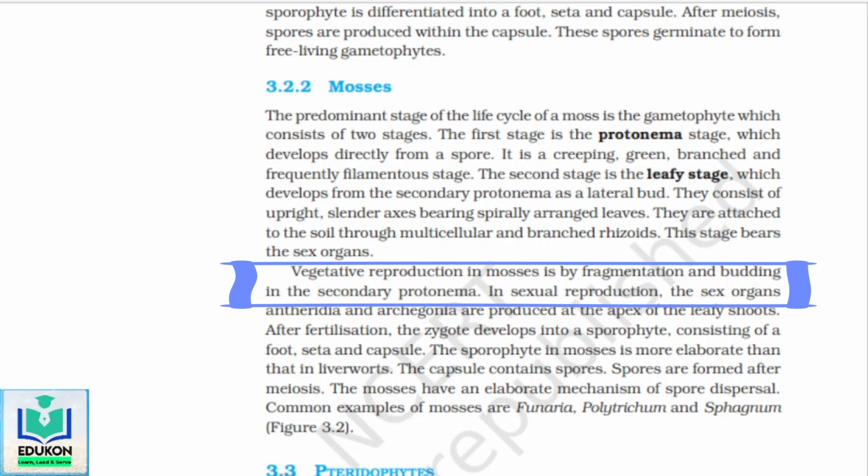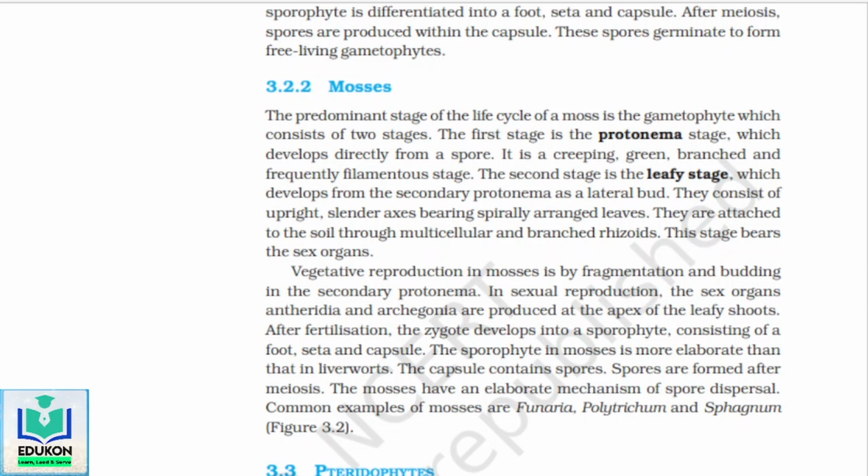After fertilization, the zygote develops into a sporophyte consisting of foot, seta, and capsule. The sporophyte in mosses is more elaborate than that in liverworts. The capsule contains the spores. Spores are formed after meiosis. The mosses have an elaborate mechanism of spore dispersal, and common examples of mosses are Funaria, Polytrichum, and Sphagnum.